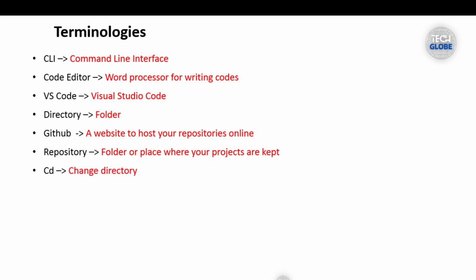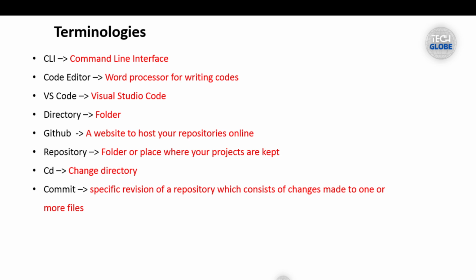Then you have cd, which stands for change directory. We'll be using a lot of that in this course. cd to change directory. Then commit. Commits are specific versions of your repository, which consist of changes you make to one or more files. I'm going to explain it better when we get to the Git commands, but just know that you have specific commits.